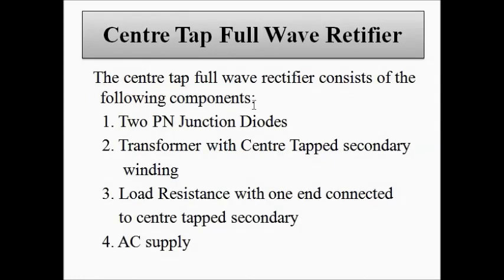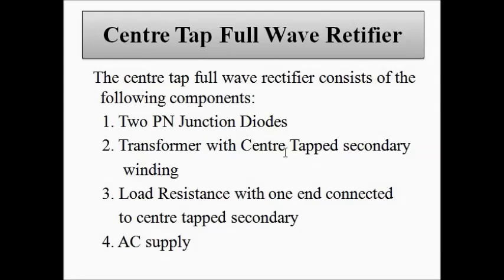So first let us discuss the components that are used. Almost all the components are the same as that of the half wave rectifier. There are only two differences. Okay, first one is there are two PN junction diodes instead of one. In half wave rectifiers we use one PN junction diode, here we have two PN junction diodes. Then we have the usual step down transformer. The second difference is that a center tapped secondary winding is used.